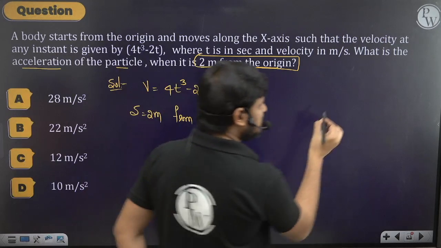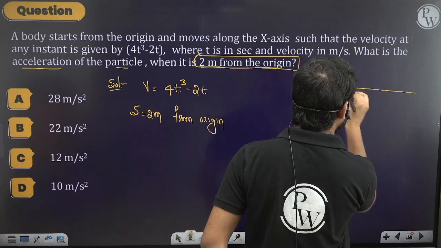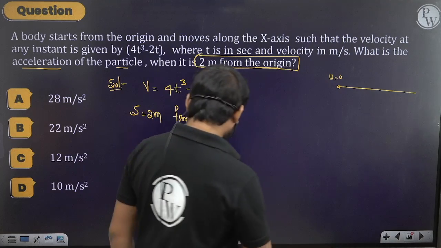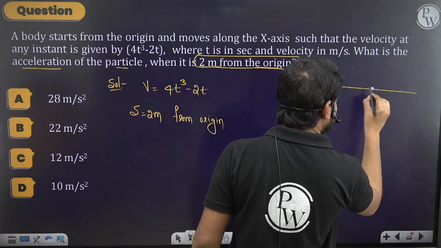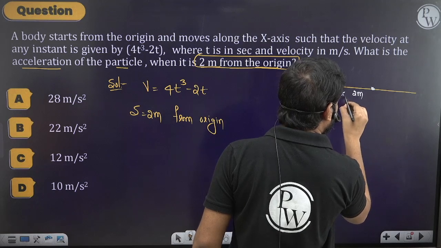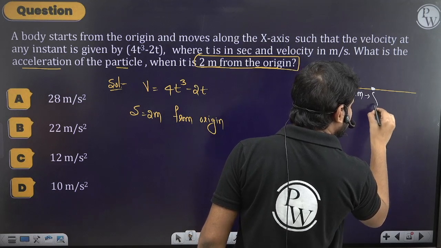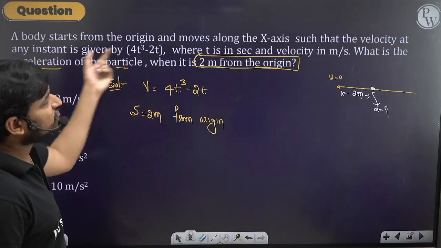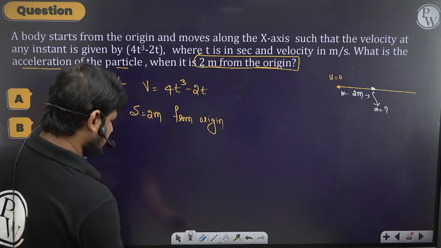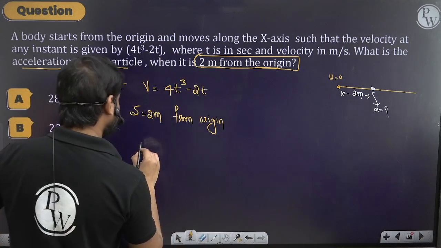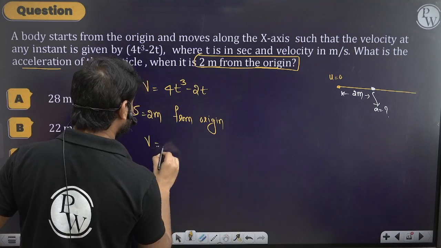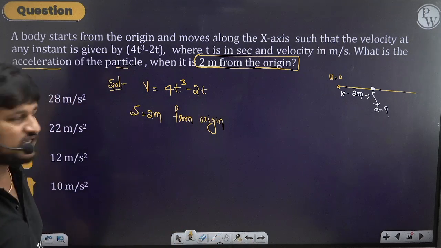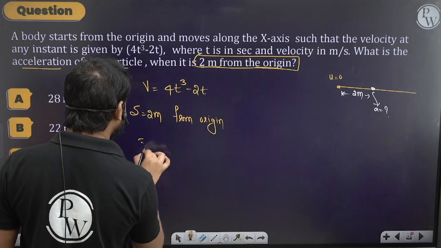At this point we have to find the acceleration. See, the body started from rest. Let's suppose at t is equal to 0, the body has started. Now at 2 meters, what is the acceleration at this point? But we just know the velocity function, v is equal to 4t cube minus 2t. So from there, let's get the displacement.